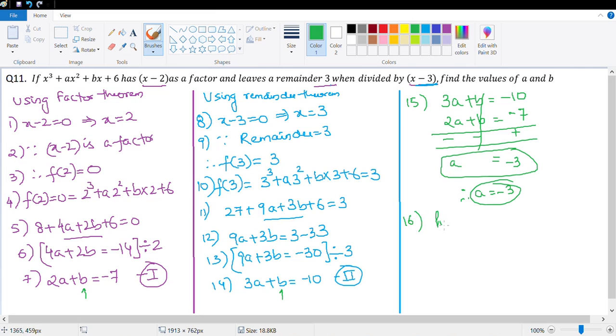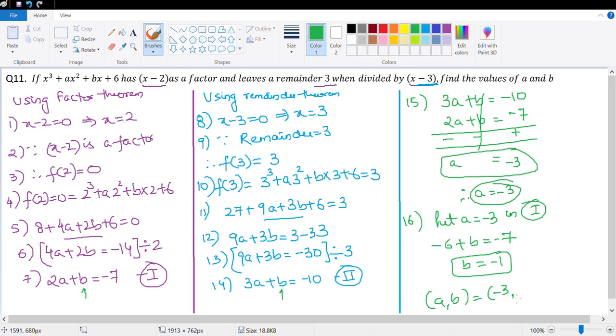Now put a is equal to negative 3 in, let's say, equation 1. We get 2 into negative 3, that's negative 6, plus b is equal to negative 7. b is equal to negative 1. So a comma b would be equal to negative 3 comma negative 1. Let's read the question. Find the value of a and b. We've done it. So there were two conditions. In this case, x minus 2 as a factor, which means remainder is 0. And x minus 3 leaves a remainder of 3, which means the value of the polynomial when x is equal to 3 will be 3.